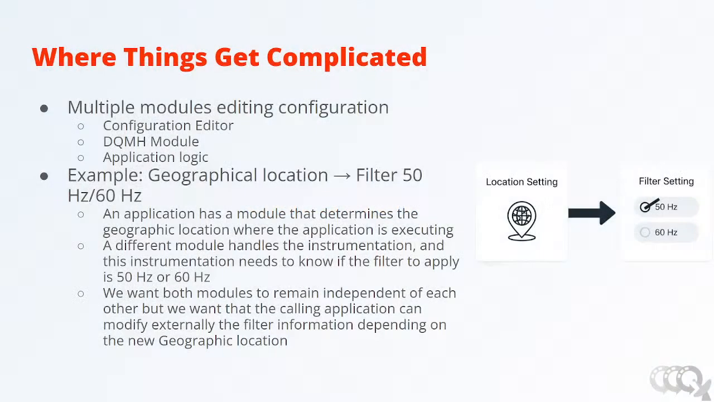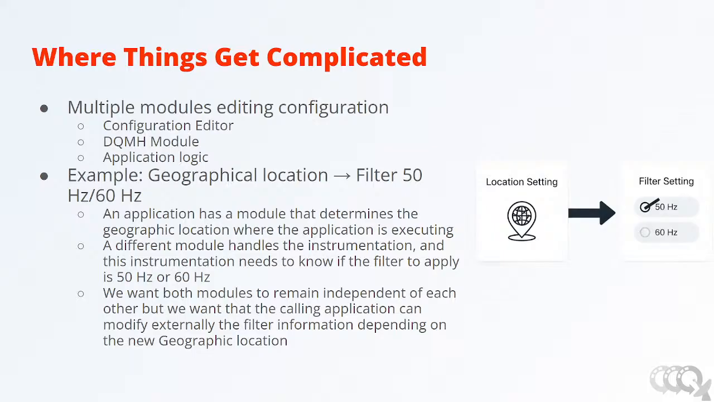All right. So where it gets complicated, one of the things that DCFG excels at is handling updates to your configuration from different parts, not just directly on the file or the editor or the DQMH module itself, but when you actually need the application to update the value. Every time I mention this, people have a little bit of problem understanding it. So the best example I can give you is you have two DQMH modules. One can determine the location of where you're geographically located, and the other DQMH module is an instrument that requires a filter setting depending on where you're located in the world, either 50 Hertz or 60 Hertz.